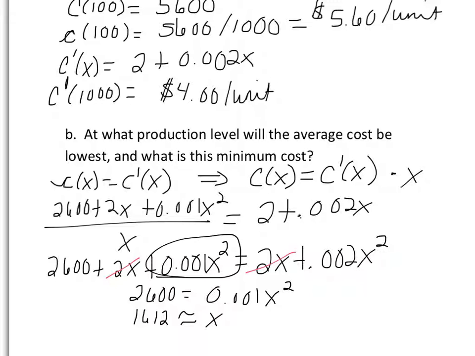And now the question was, what was that minimum cost? Well, that minimum cost would simply be plugging the 1,612 items into the average cost, because we want to know per item what that would be. The average cost per item at that point would be $5.22. And again, I plugged that into the average cost. So $5.22 per item. That's just one example of the ways that we can use this.